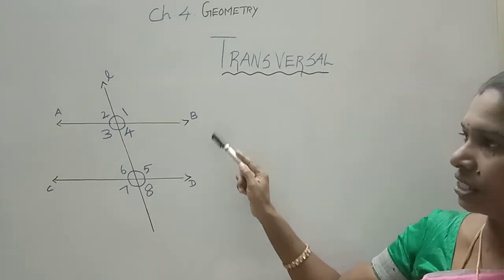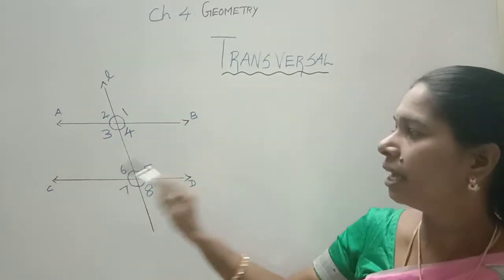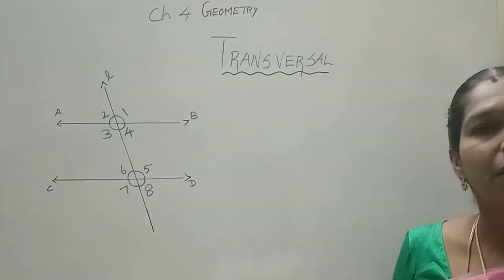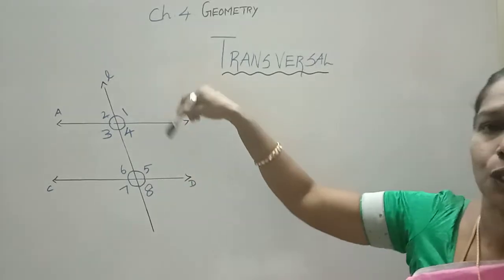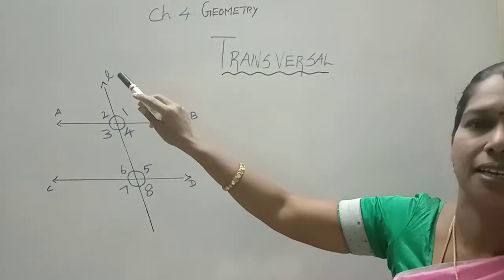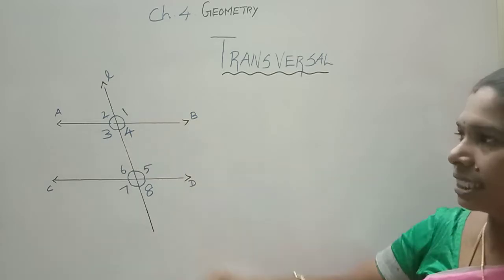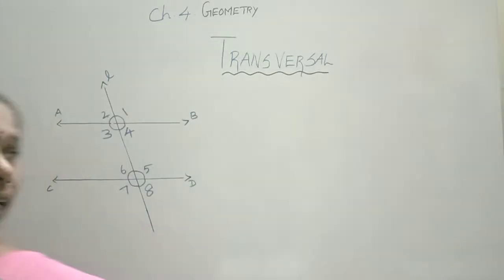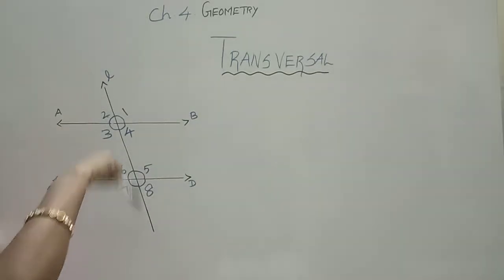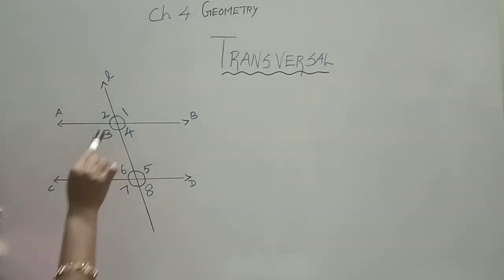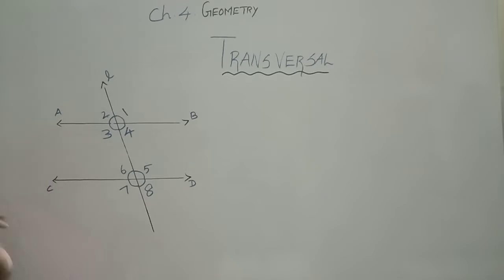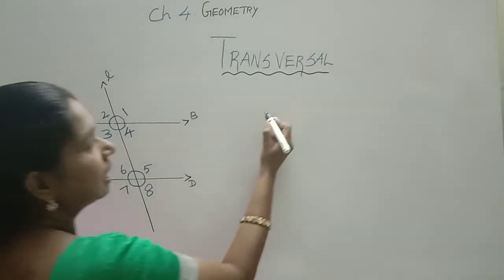Here, look at the picture. Here the lines AB and CD are parallel, and there is one line intersecting the two lines. That line's name is L. AB and CD are parallel, and line L intersects AB and CD at distinct points. So, what does a transversal mean?